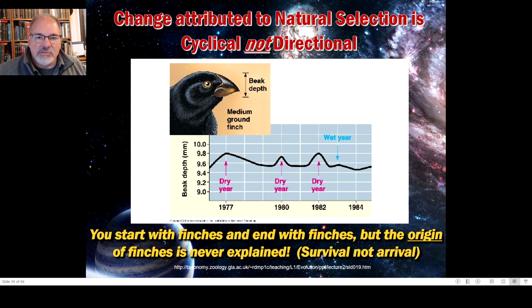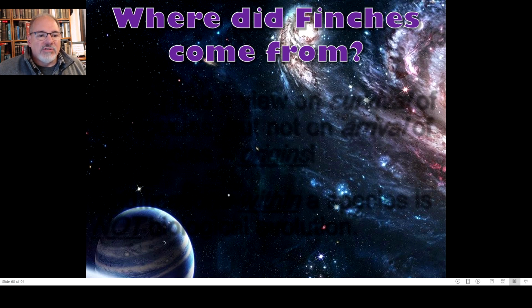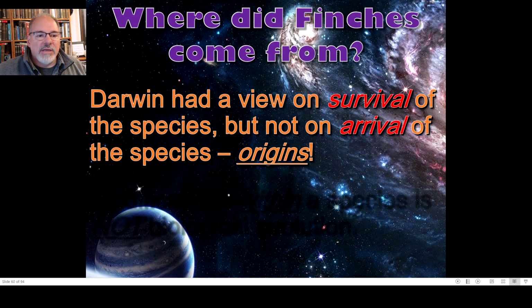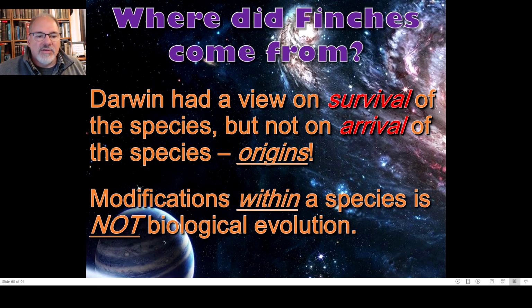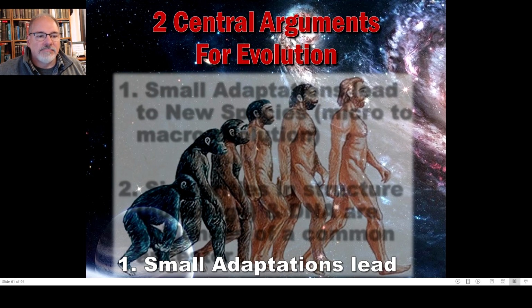Epistemologically, it's being talked about without, or actually with avoiding, the ontological question. So where did finches come from? Darwin had a view on survival of the species, but not on the arrival of the species, origins, right? Modifications within a species is not biological evolution. They're still finches. One thing is not changing into another. It is only showing modifications, which we all know take place, but that is not evolution in any way.